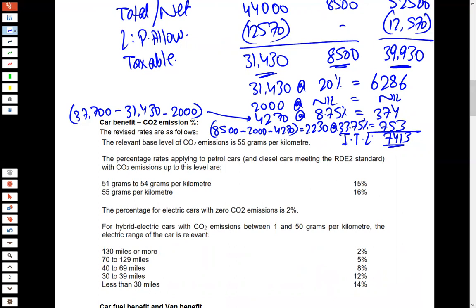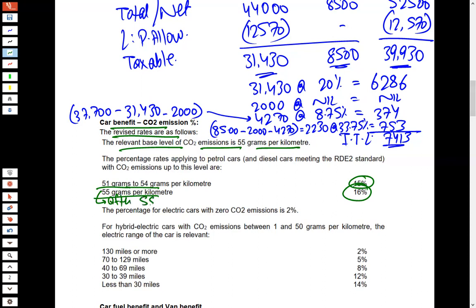I hope you recall that the car benefit is calculated as cost of car multiplied by the CO2 emission percentage. The CO2 emission percentage has changed a bit. What are the revised rates for the CO2 emission? The relevant base level of CO2 emission is 55 grams per kilometer. So if the CO2 emission of the car is from 51 to 54, it's 15%. If it is 55, it's 16%.